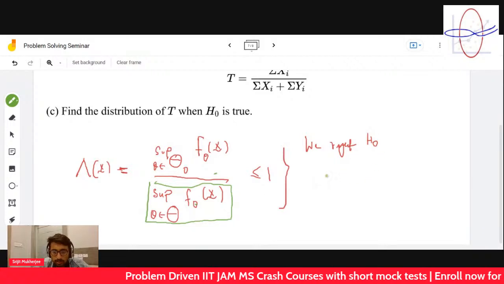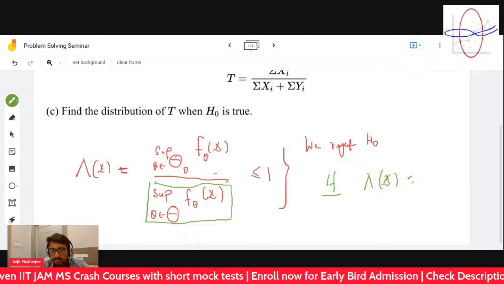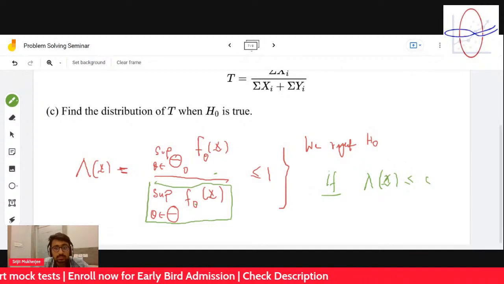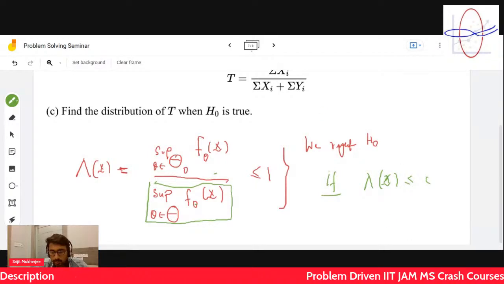If this is really less than or equal to C, we reject. Does it make sense? Do you understand this? Why is this true? Do you understand why this is true? We reject in this case.